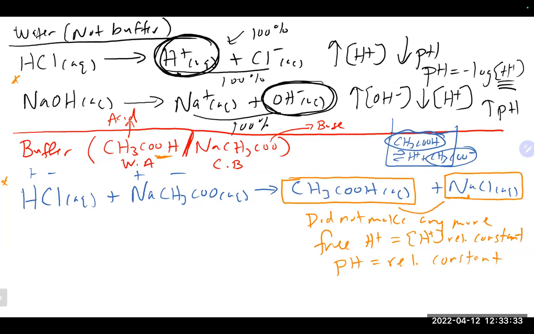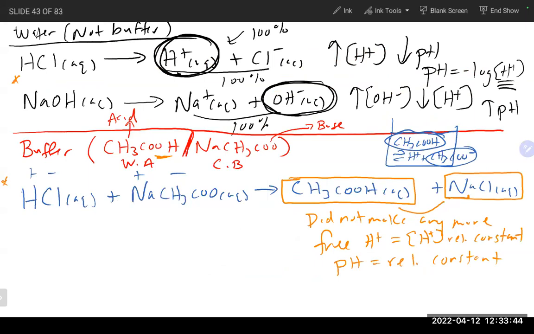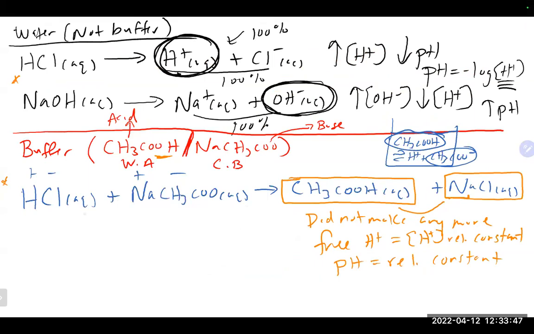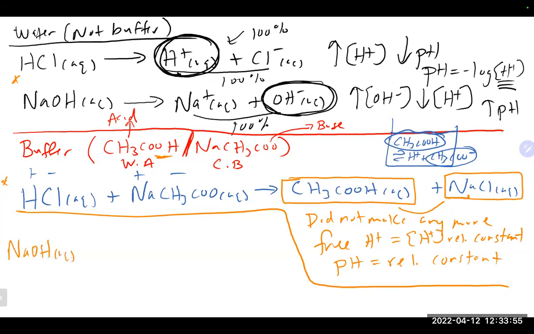Now let's take a look at what happens when we would add the sodium hydroxide to this guy. We'll squeeze it right there. All right, so if we add our sodium hydroxide to this buffer, which one should it react with? Will it react with the acetic acid or the sodium acetate? It would react with the acetic acid, right? Sodium hydroxide is a base, so it should react with the acid part.